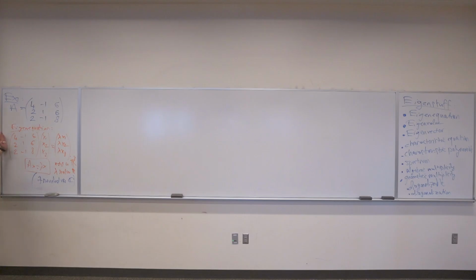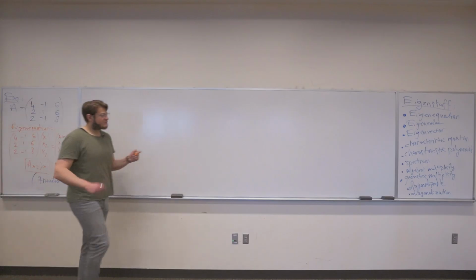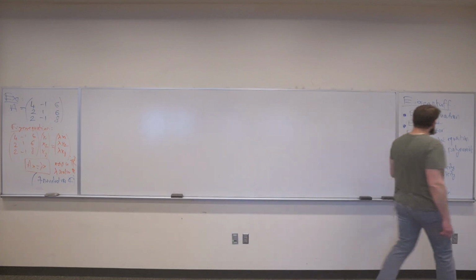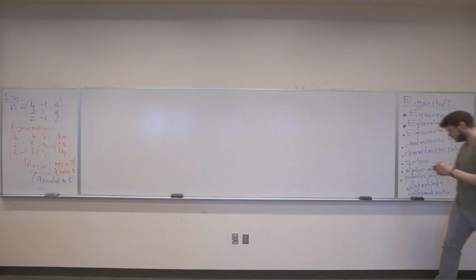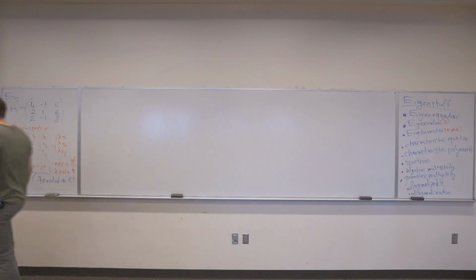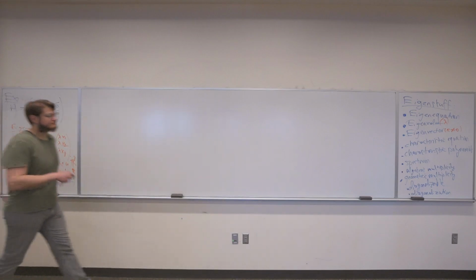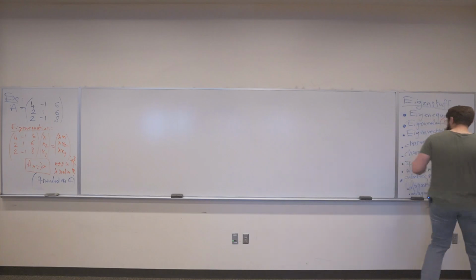This is the eigenequation. Its non-zero solutions x are eigenvectors, and the lambdas that solve it are eigenvalues. So eigenvalues are scalars, eigenvectors are vectors, and we always look for vectors that are non-zero. I should add here one more word: eigenspace.